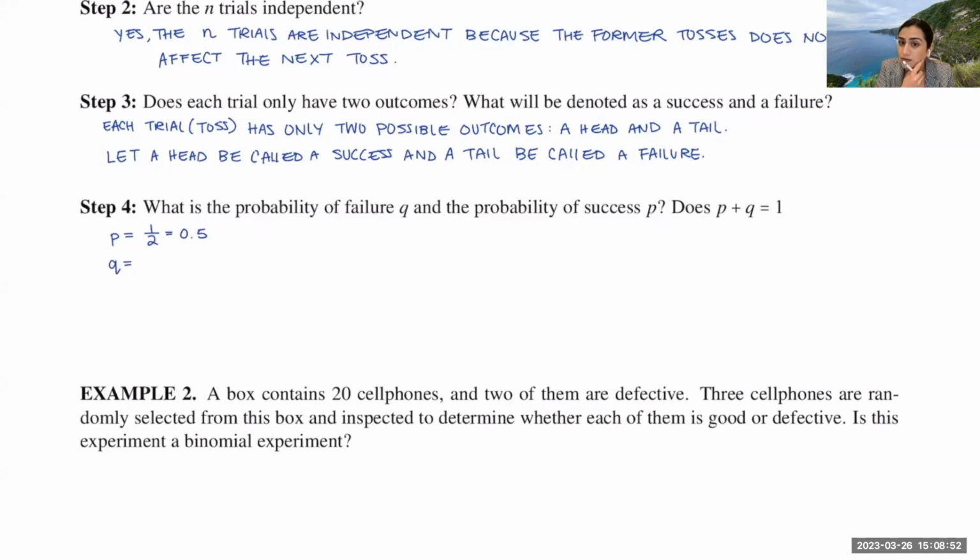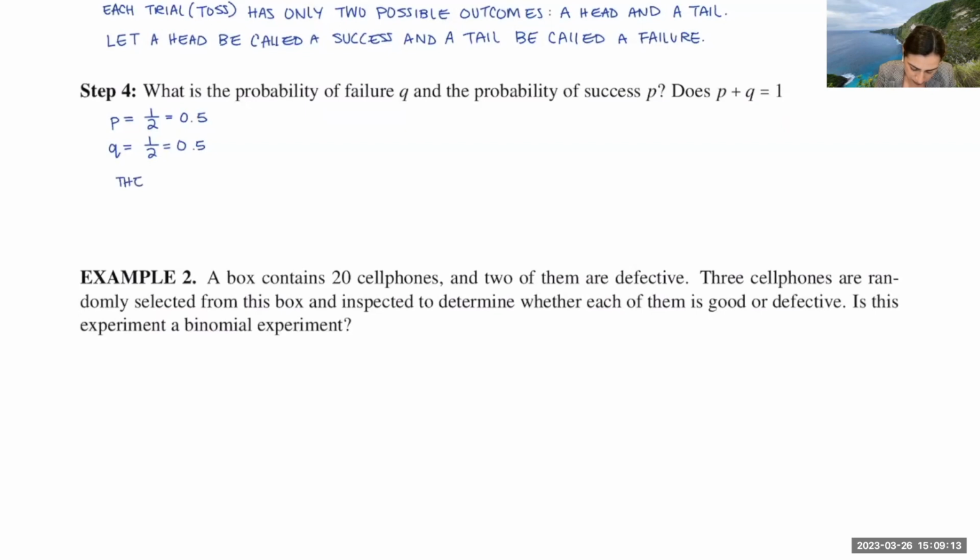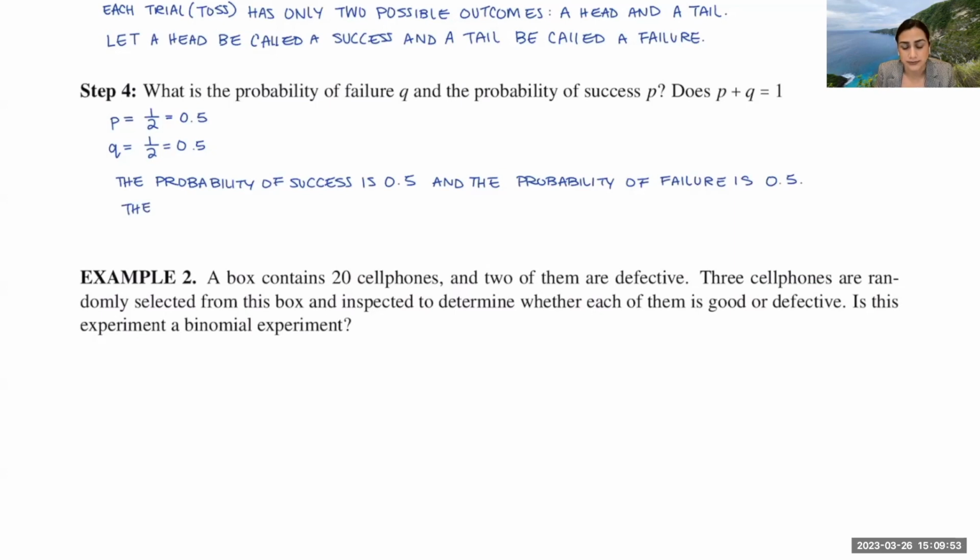The probability of failure, remember failure in this case, we said that would be a tail, and that's also 1/2. And now we have to check that both of them add up to 1. And they do. 0.5 plus 0.5 is 1. So let me just write down the probability of success is 0.5, and the probability of failure is 0.5. The sum of these two is 1. Okay, and the probability remains the same every single toss. It's always going to be 0.5, 0.5, 0.5.